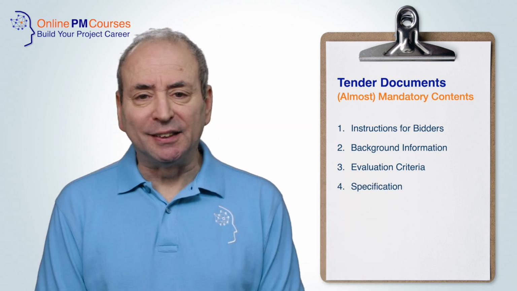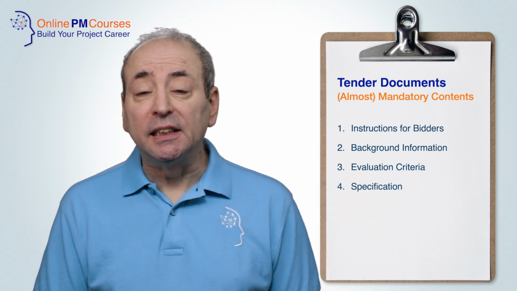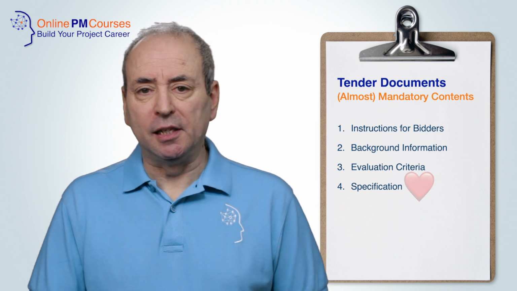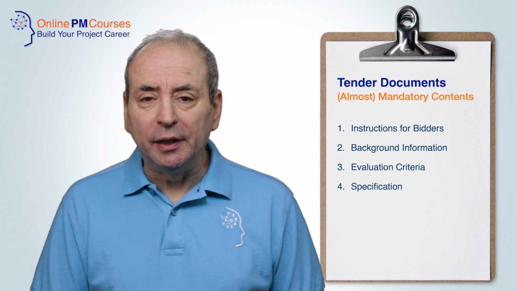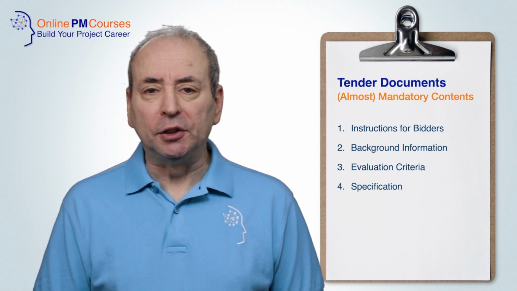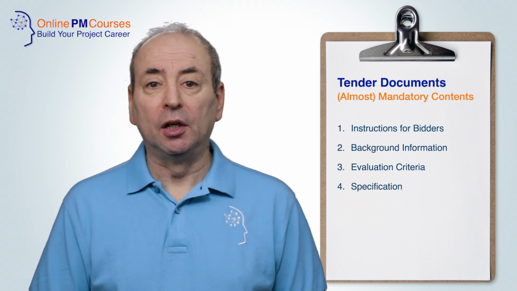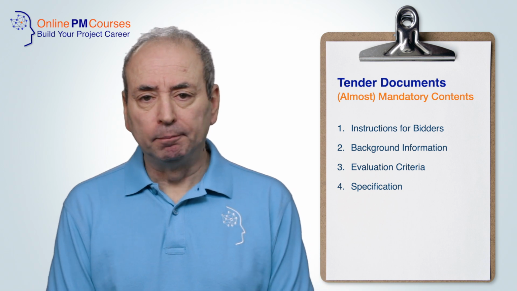Number 4 is specification. This is the heart of your tender documentation. It sets out the specifications for what it is you need, the requirements you have for the work or the goods or the services that you're trying to buy.